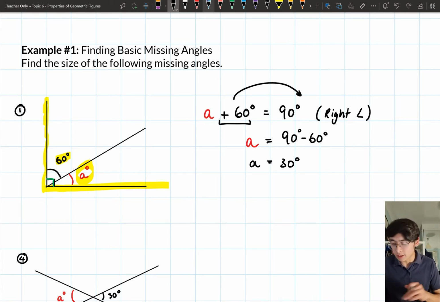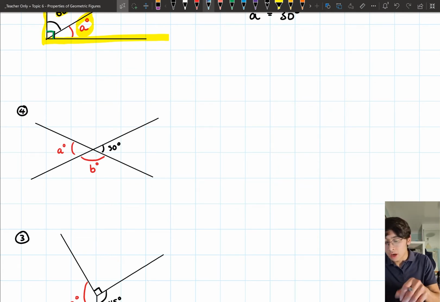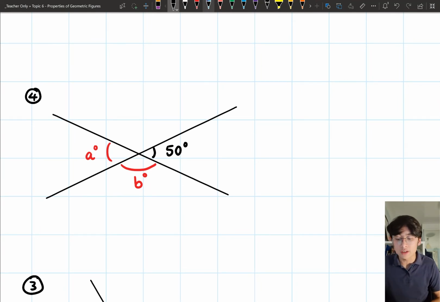Okay, let's have a look at the second question. Now, the second question, here we actually have two missing angles. And what we're going to do is find each of them separately. Now here, if you have a look at my diagram, I have this X, and on one side of my X I have, and I wrote this a little bit terribly, 50 degrees. And I've got my two missing angles, A and B. So let's have a look at A.